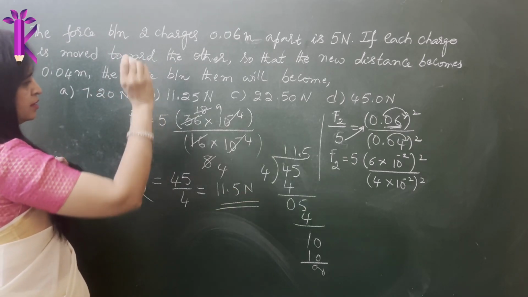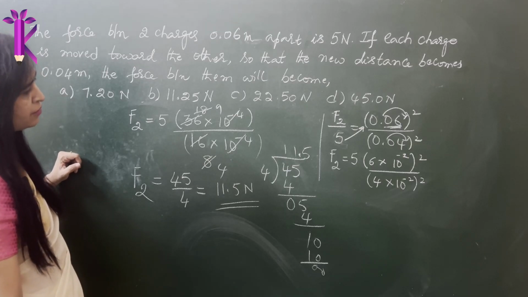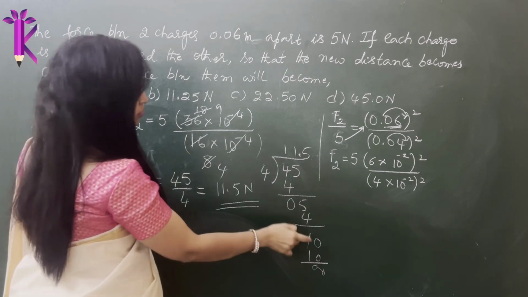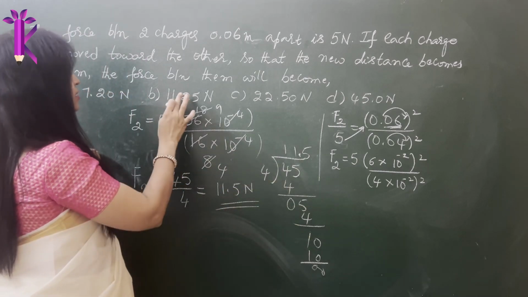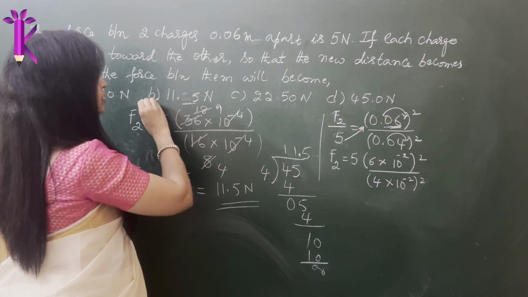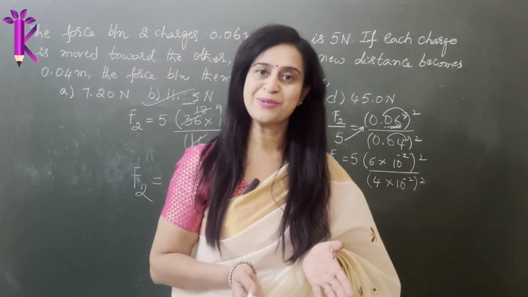Yes. Should have been 11.5. I don't know, where did we go wrong? Did we go wrong anywhere? No, it has to be 11.4. So it looks like there is a mistake. So it is closer to this, so we will take this. It has to be 11.5 Newton.